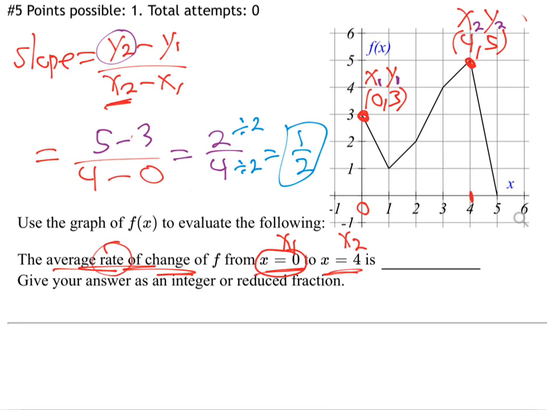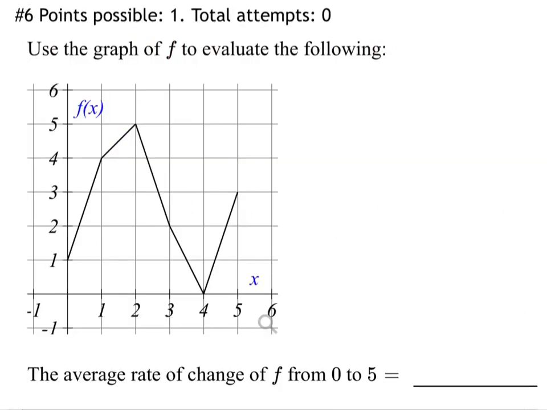Does everybody see why I found those two particular points? Because they told me x value 0 and x value 4. So I grabbed the dots at an x value of 0 and an x value of 4. Questions on that one? I'm going to try that one.